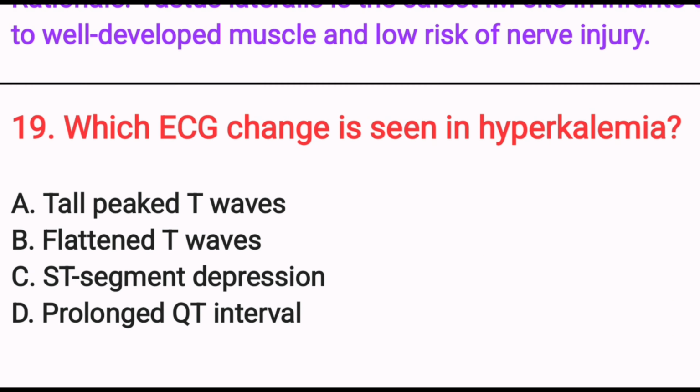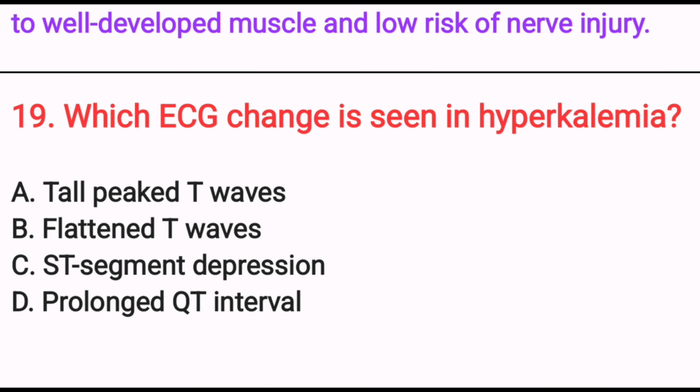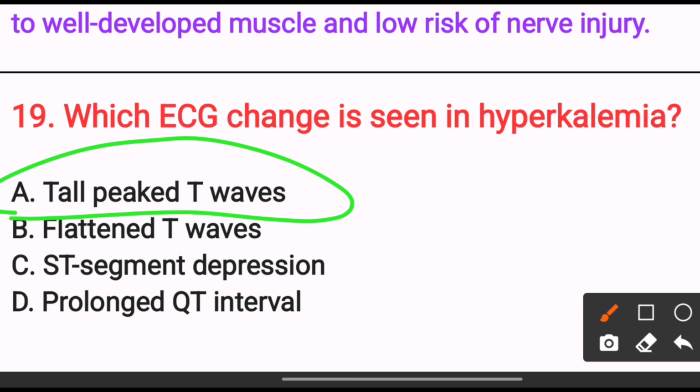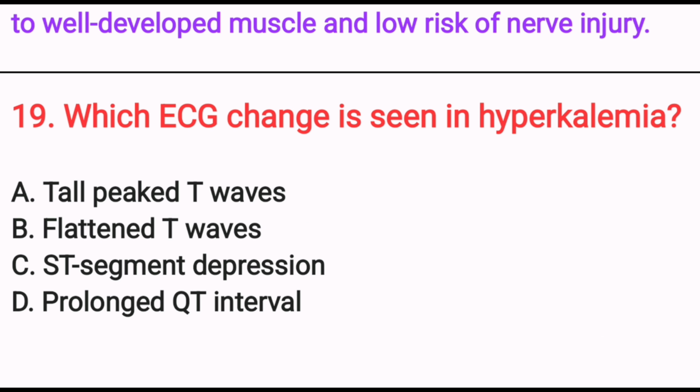Next, which ECG change is seen in hyperkalemia? Option A, tall peaked T wave. Option B, flattened T wave. Option C, ST segment depression. Option D, prolonged QT interval. The answer is option A, tall peaked T wave, because hyperkalemia causes tall peaked T waves and widened QRS complex and possibly cardiac arrest if severe.